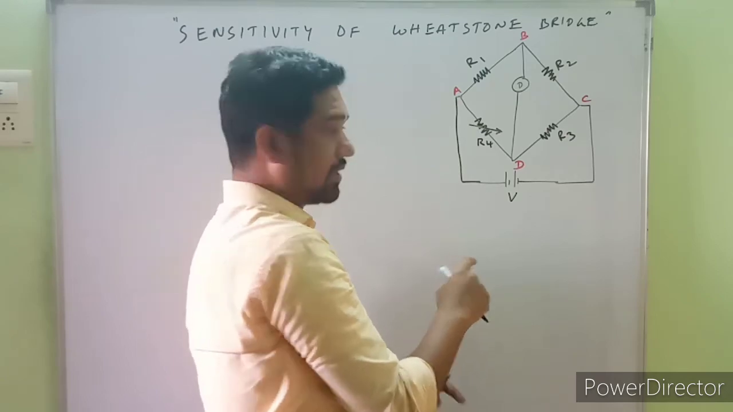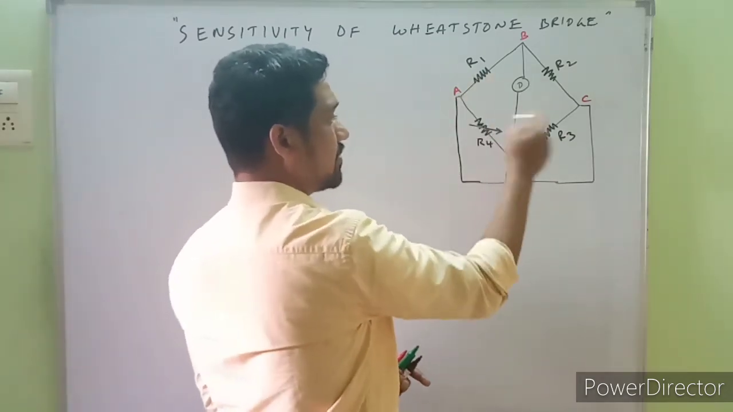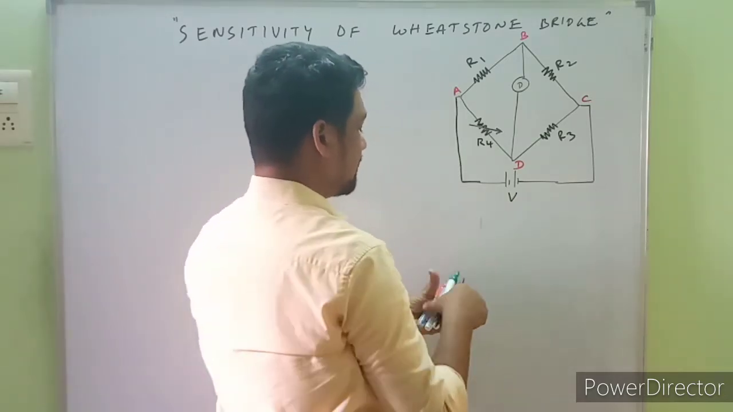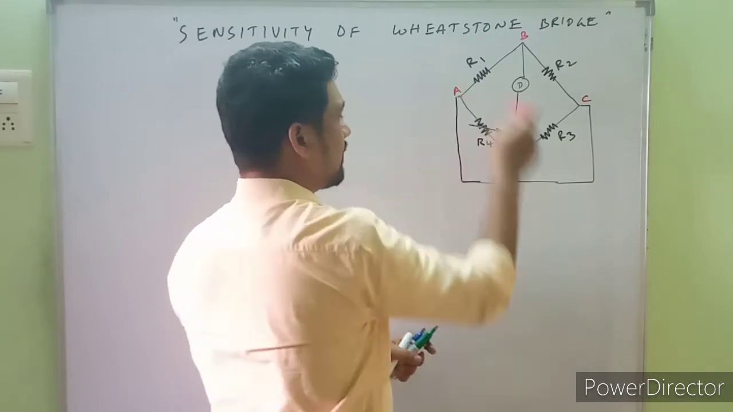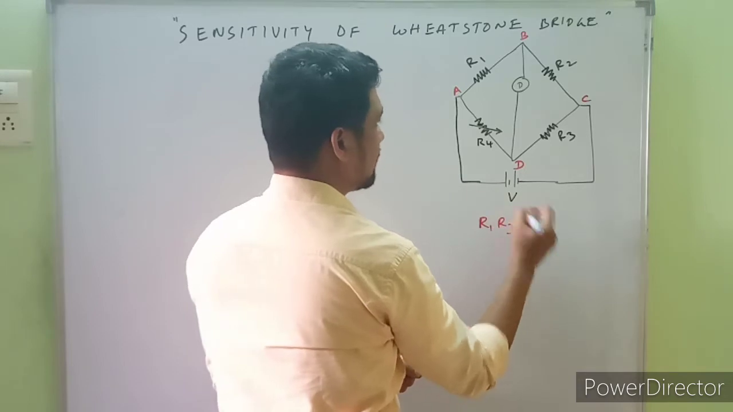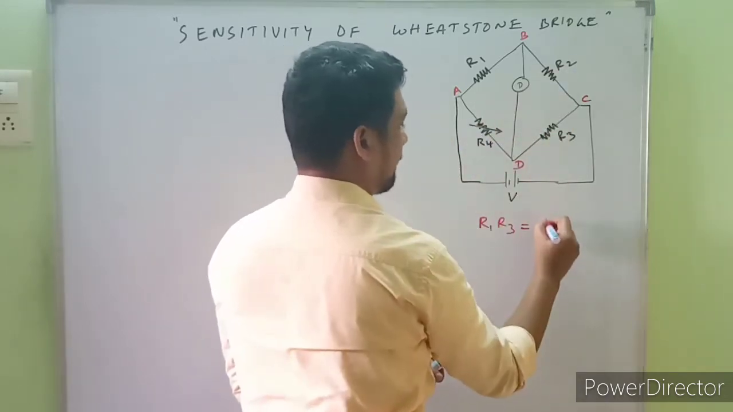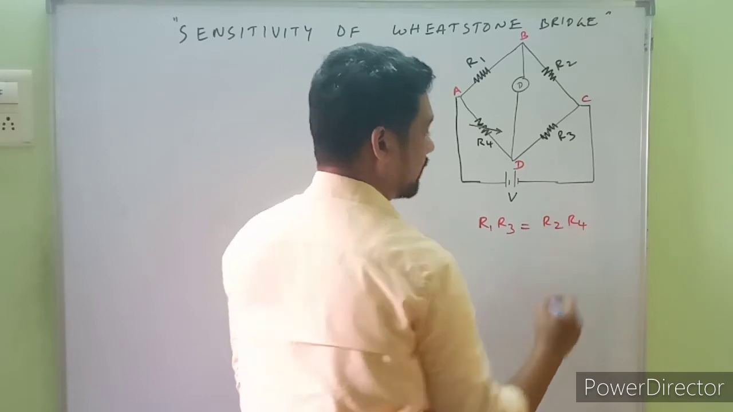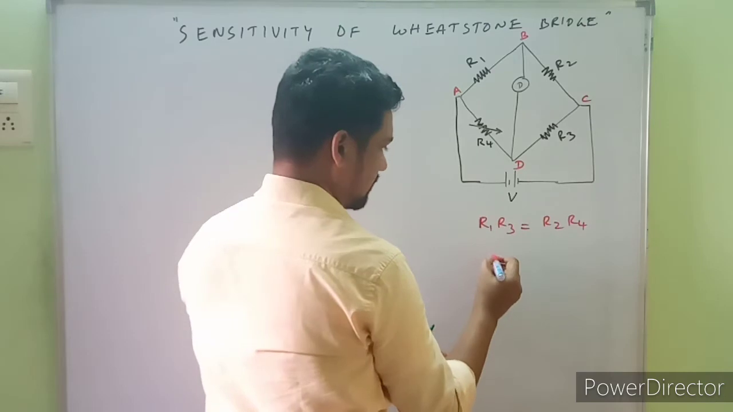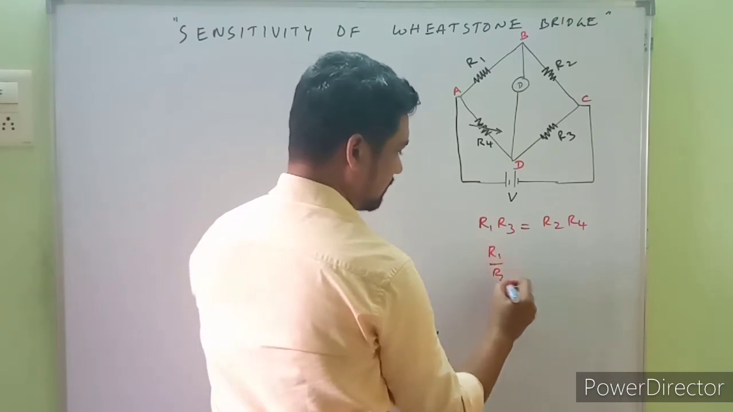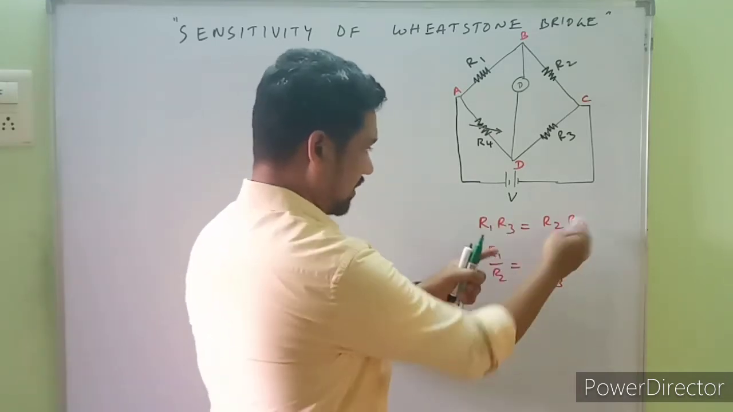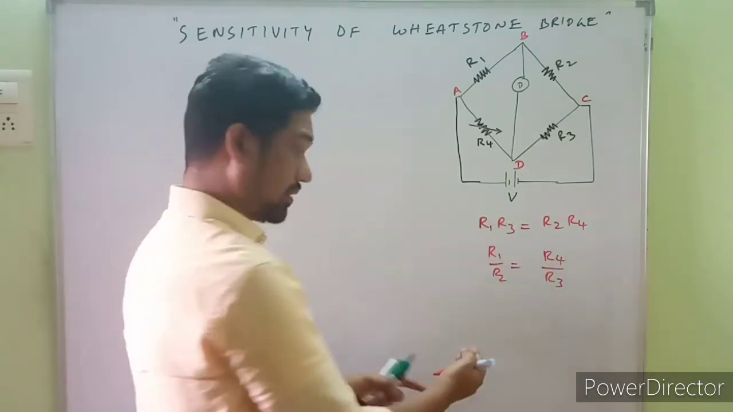And we also derived that at balance, the product of opposite impedances are equal. In this case, the opposite impedances are R1 into R3, which is equal to R2 into R4. And a slight modification in the ratios: R1 by R2 is equal to R4 by R3. Even this is true. What did I do? I just cross multiplied it. And even this is true.